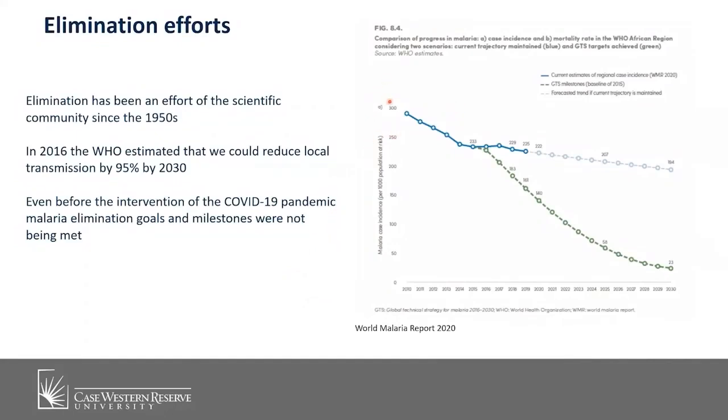This is from the most recent 2020 report. If we were actually hitting those milestones and on track to reach our goal by 2030, we would actually be following this green trend line right here. But as the data shows, elimination isn't occurring as quickly as we thought it should. We're actually following the slower slope of the blue line and projected to continue to follow that.